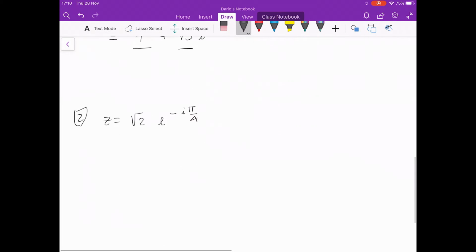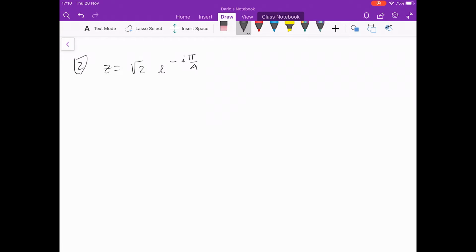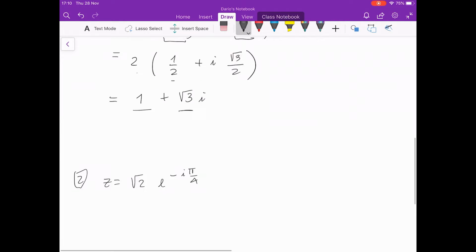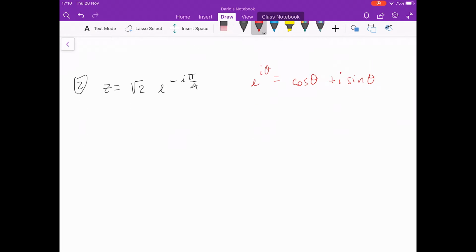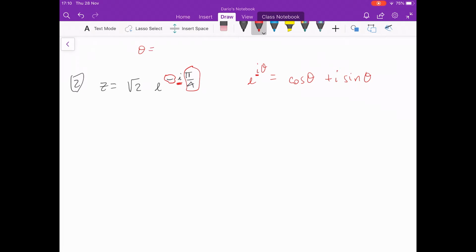A slightly more difficult situation occurs when we have a negative exponent to the e term. So our argument is negative, we could say. Well, in that case, we want to use exactly the same formula, exactly the same Euler's relation, which is e^(iθ) equals cos θ + i sin θ. But we have to recognize that what's multiplying the i term here, it's not only π/4, but also this minus sign. So our theta, in this case, is going to be equal to minus π/4.